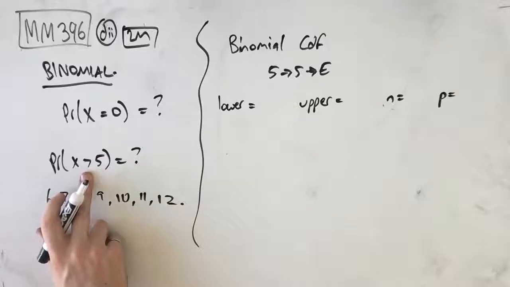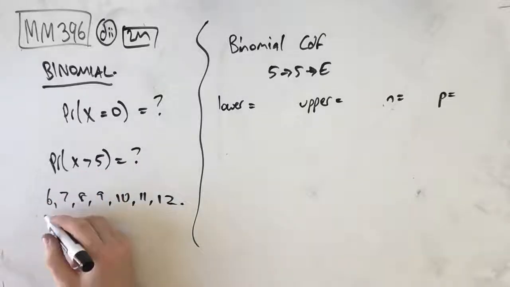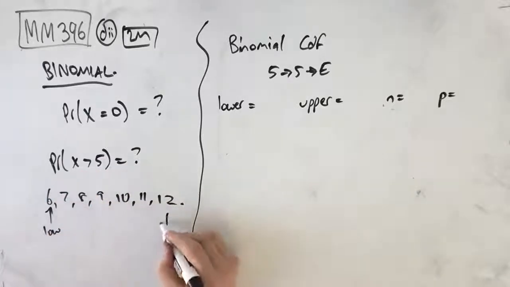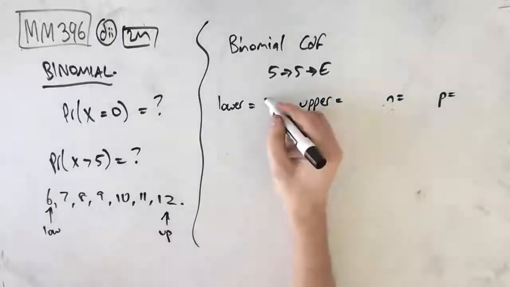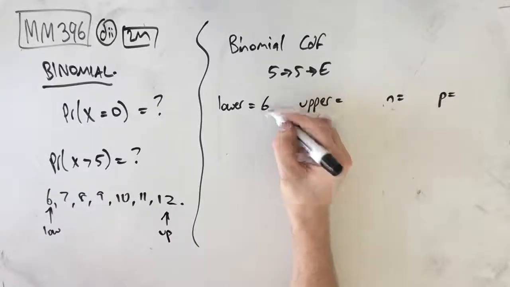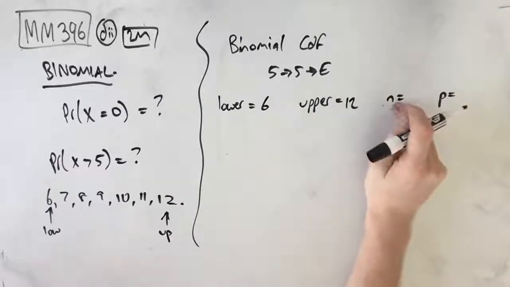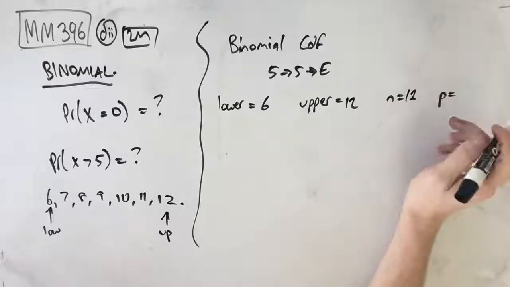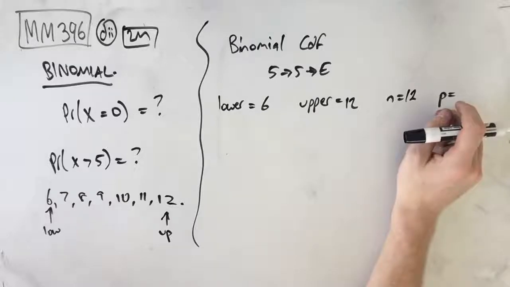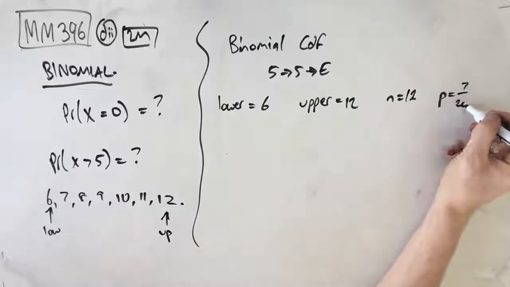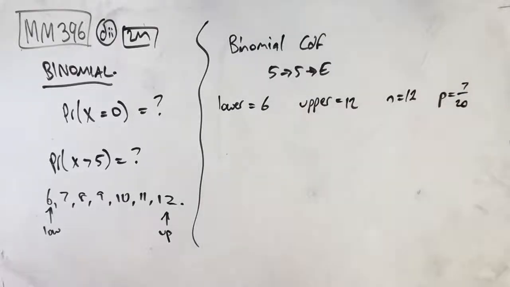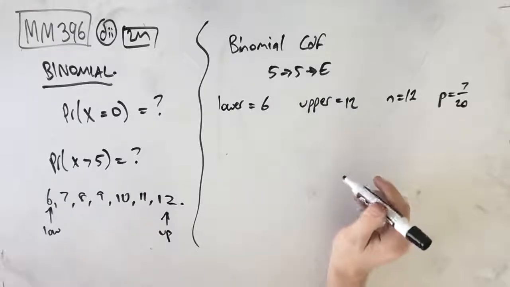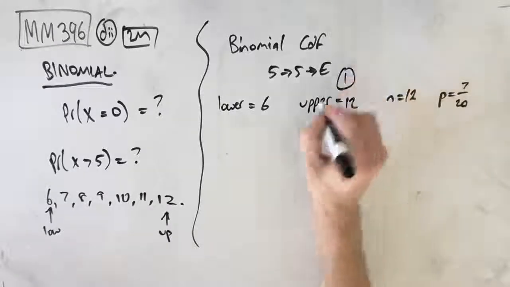Because 5 is not greater than 5, so we're not dealing with 5, which means that our lower is 6 and our upper is 12. So lower is 6, upper is 12. n is the number of trials or number of attempts, which in this case again is 12, and our p-value is the probability of success, which is again 7 on 20. So from here, we simply click enter in our CAS. This is our first mark, by the way.